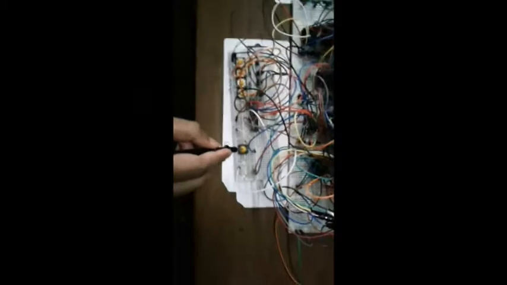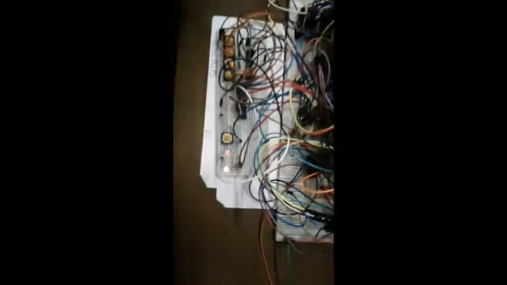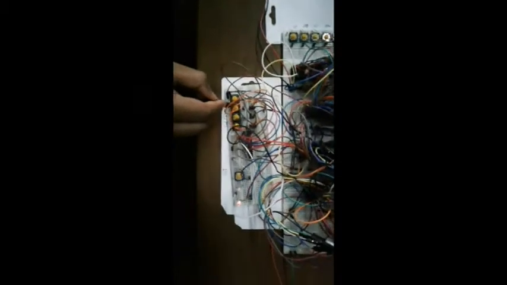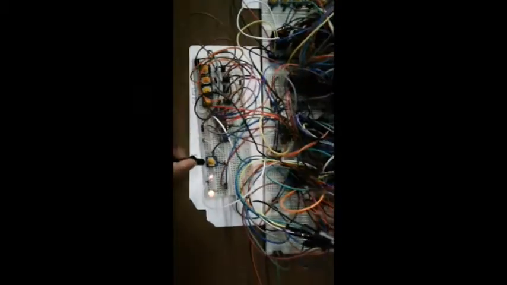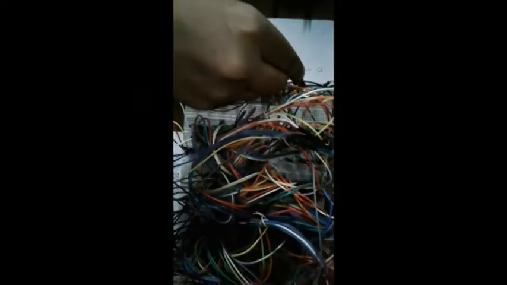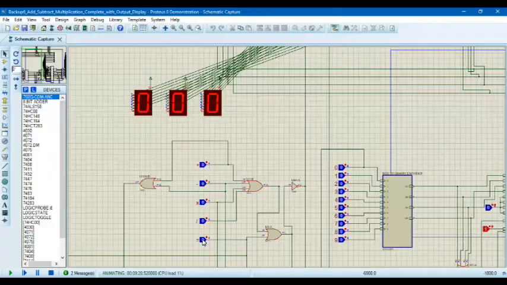So now we're going to subtract a negative number from a negative number. So firstly, minus 8, minus another negative number, which is 111, and it equals minus 119. This is the output for minus 119.